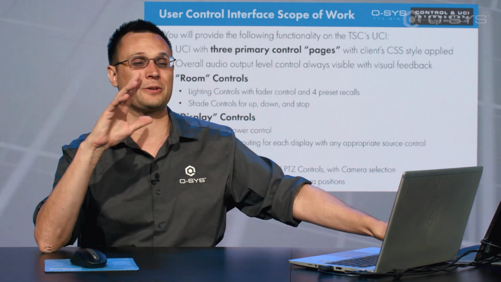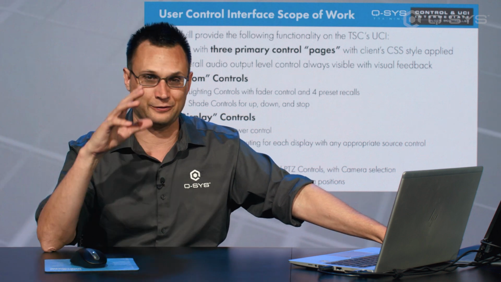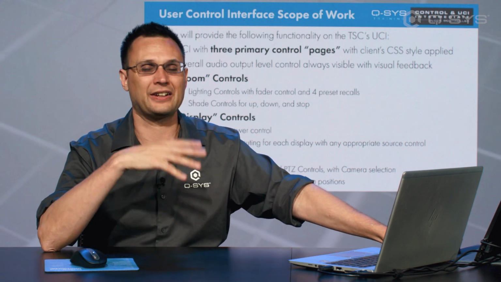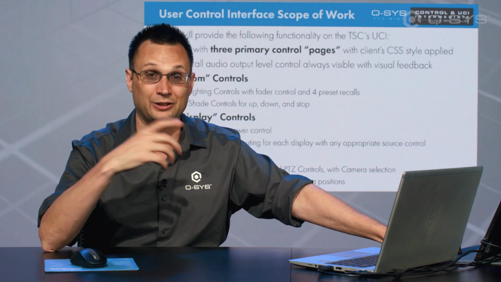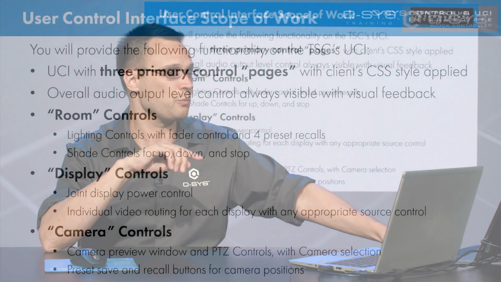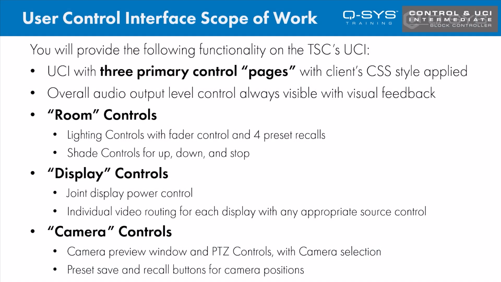And we're going to apply a client's CSS style to this. So we're not going to worry too much about choosing our own colors and fonts and sizes and things like that. The client's already got all this predetermined, and we'll apply that globally. So take a look at that. We want on that UCI, first of all, overall audio output level to be always visible. Like any mixing desk, you've got a master fader on the right side. We want a master fader for all the audio in this room.